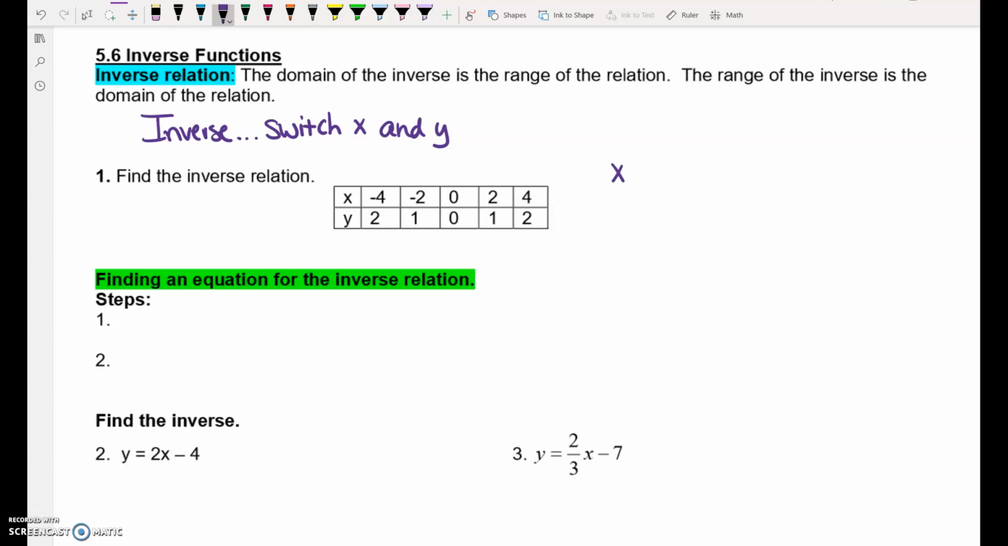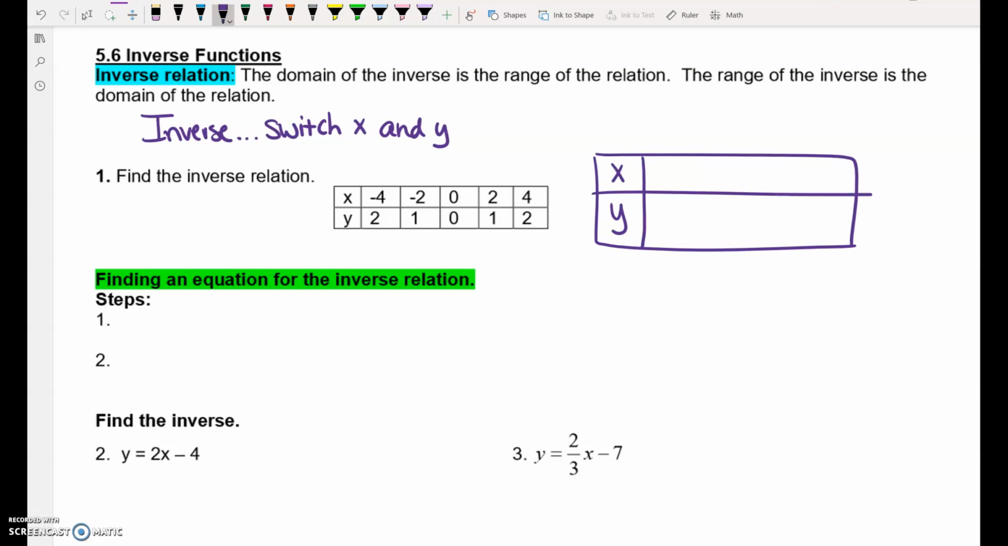When we find an inverse relation, here's this table of values. The first point in this relation is -4, 2. The first point in the inverse relation would be 2, -4. So if the second point is -2, 1, what do you suppose the second point of the inverse is going to be? 1, -2. 0, 0 will become 0, 0.